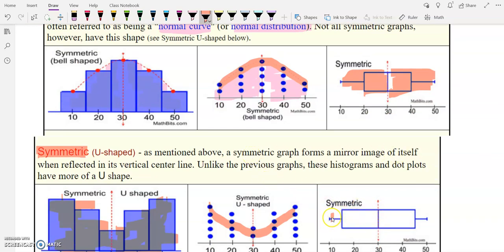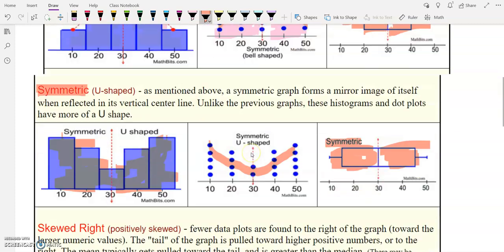Notice you really can't tell the difference with the box plot. We just call it symmetric. It's not bell-shaped or U-shaped. It's just symmetric.